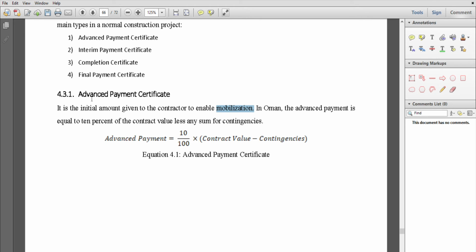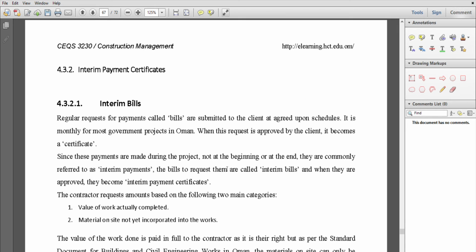So he needs some money for that, and he can get some amount of money from the client himself, which is called the advance payment. In Oman, the advance payment is equal to 10%. Mostly it is 10% of the contract value, less any sum for contingencies. That means that if you have any contingencies that you have put in your contract amount, this will not be included in the calculation of the 10%. So advance payment will be 10% of the contract value, except the contingencies. This is why we are deducting the contingencies here.